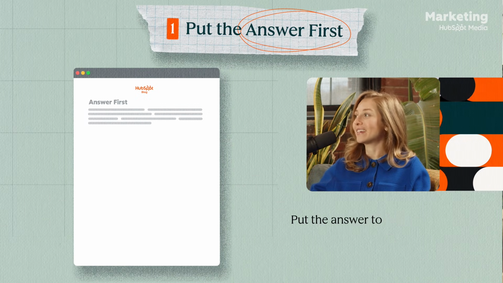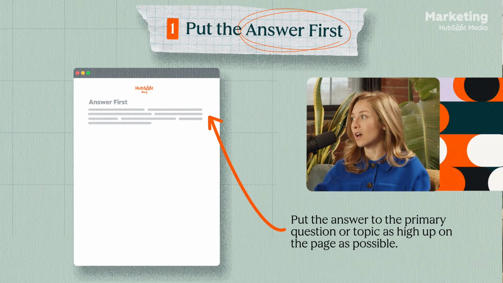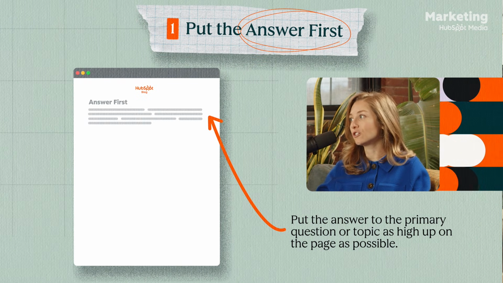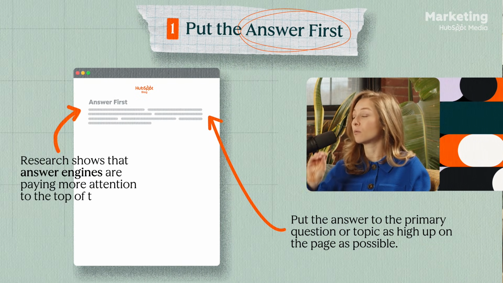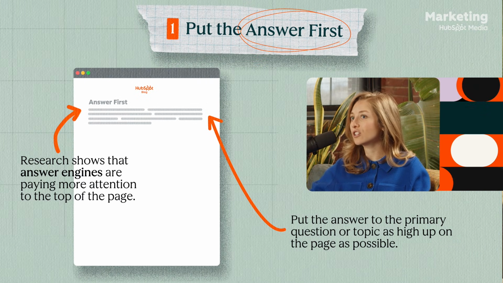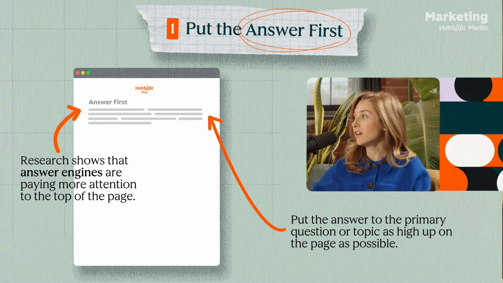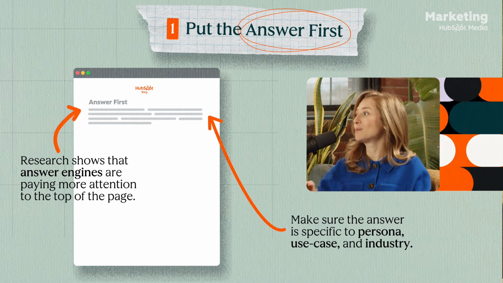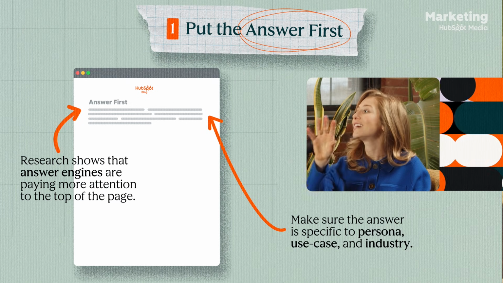You want to put the answer to whatever the primary question or topic is as high up on the page as possible. There's a lot of research that shows answer engines are paying a lot more attention to what's up at the top of the page. So if you're trying to teach a company how to do content marketing, you want to put the answer, again, the persona, use case, industry specific answer in the first sentence of the page.